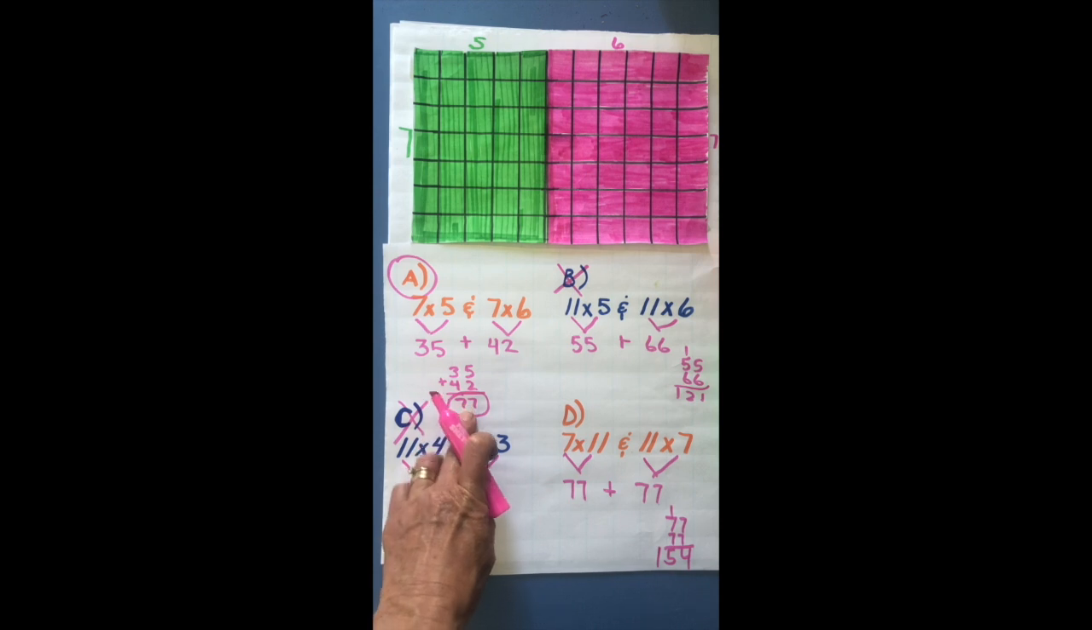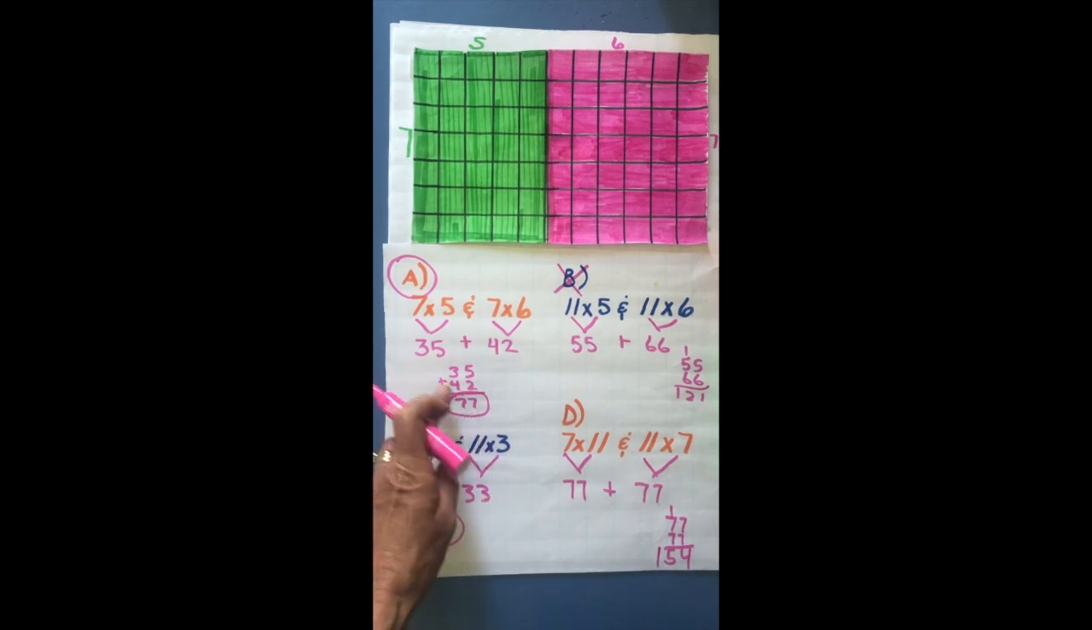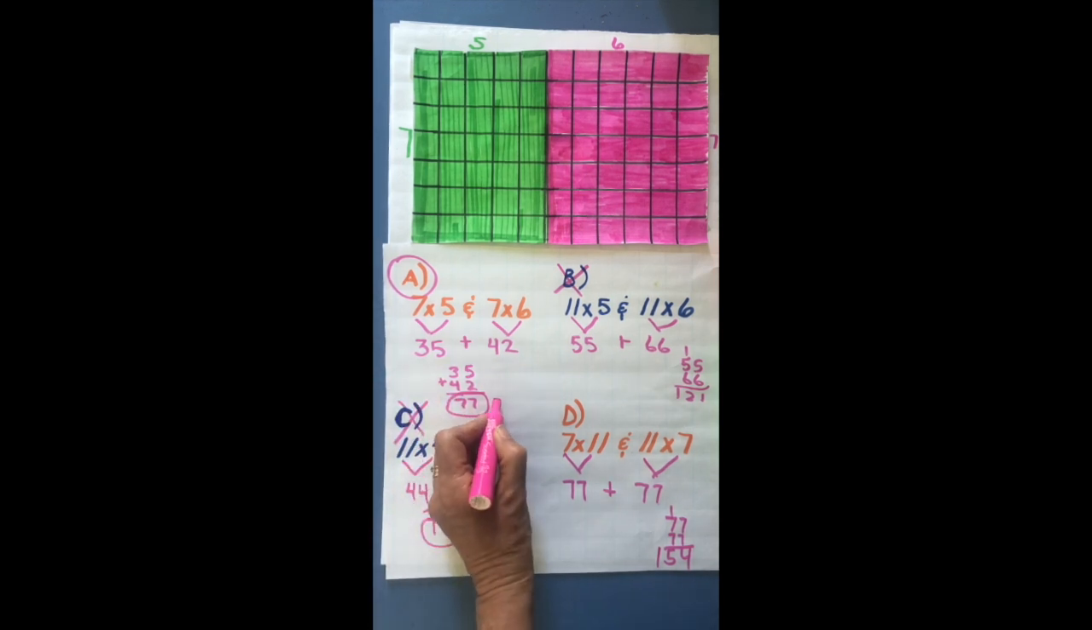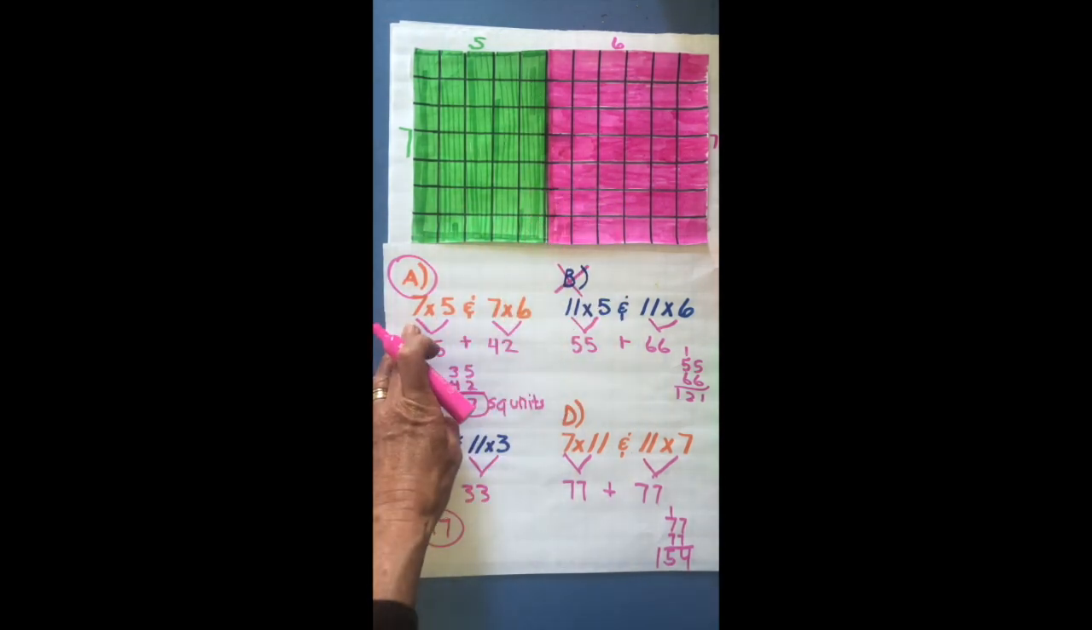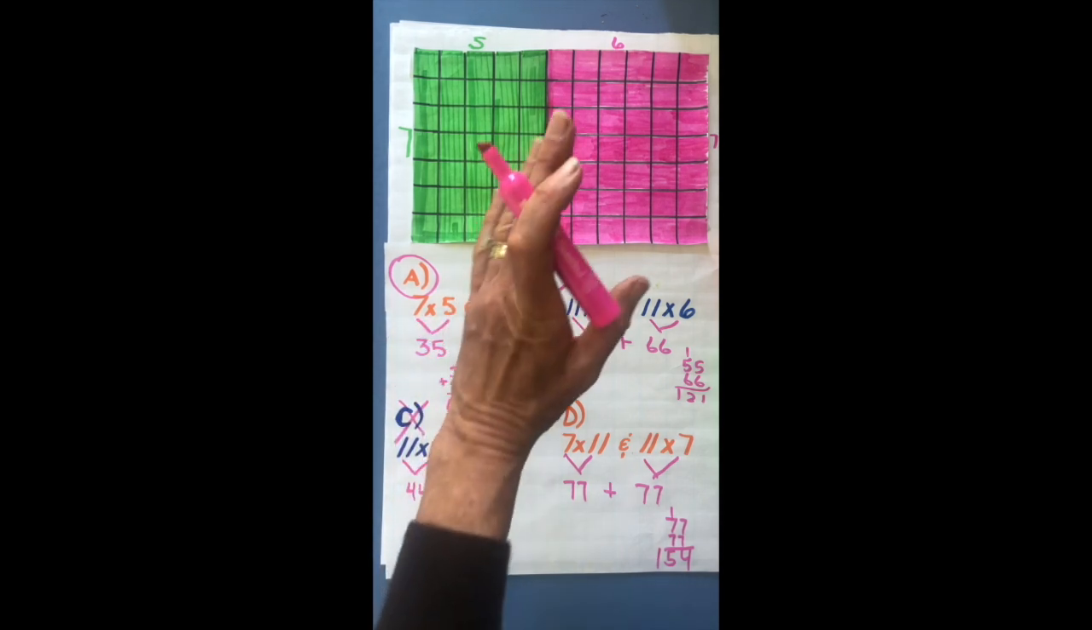Not only does it have the squares that I need, the square units, I should put square units. Okay, it has the square units, the 77 square units, but it also has the correct length and width for each box.